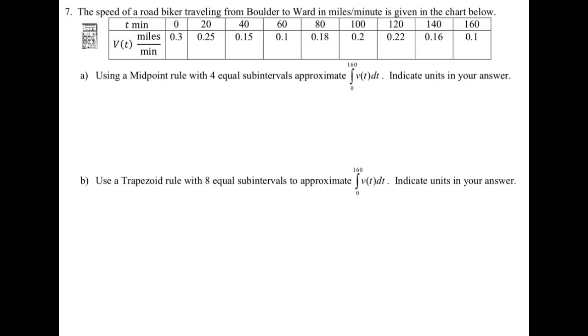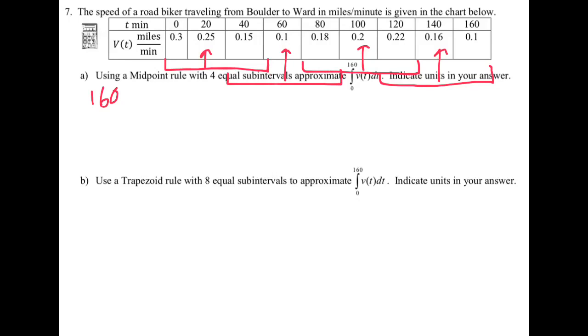So 4 equal sub-intervals, so think about how that's going to be broken up. If you can picture my 4 sub-intervals like that with those midpoint values right there, we could also say 160 divided by 4 is 40, so each width should be 40. So 0 to 40, then 40 to 80, then 80 to 120, then 120 to 160.